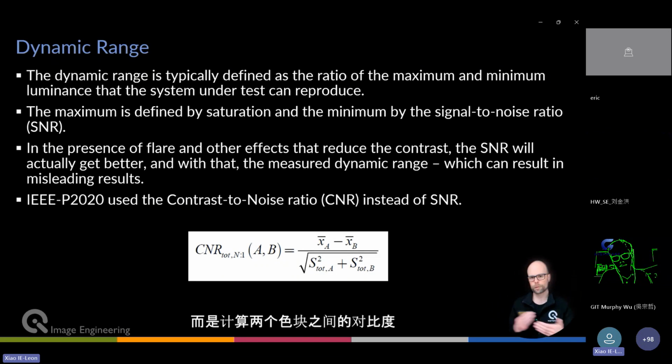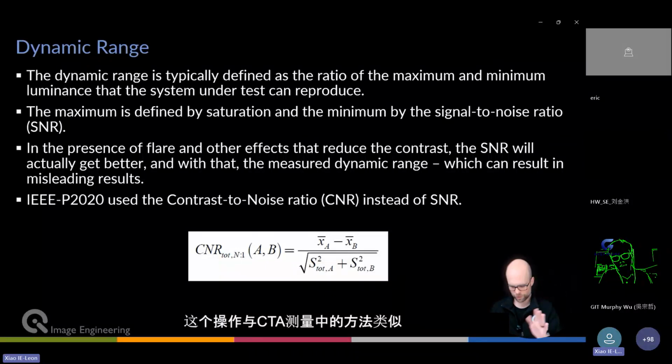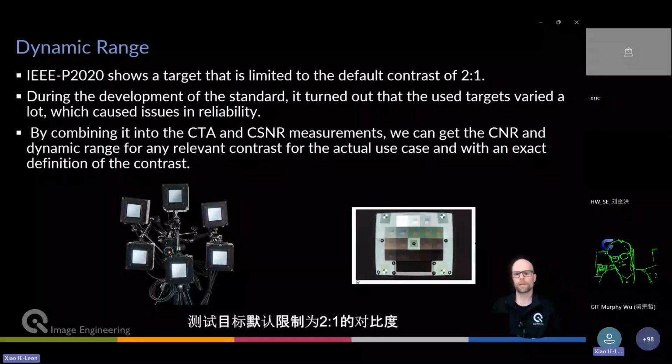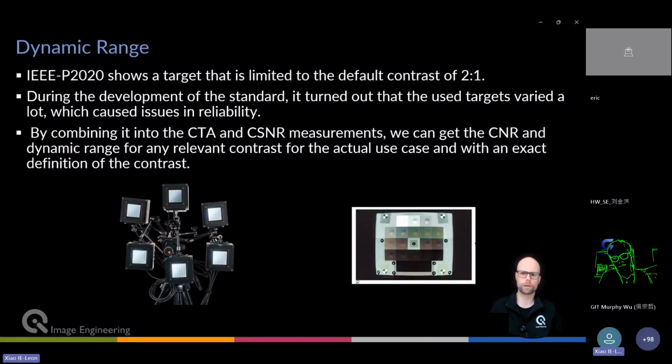And now you see two patches. That's something that sounds familiar from the CTA measurement. And yes, that is something you can do as well. So in the P2020 document and in its development, there is a test target that is limited to a default contrast of 2:1.